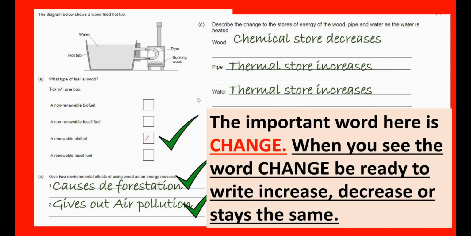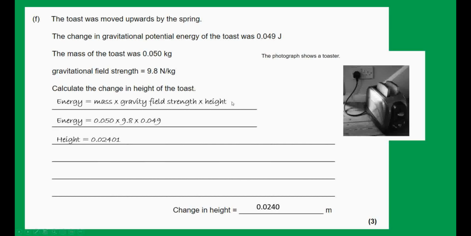Okay, right, moving on. Next question, another calculation one. We've got a toast and some toaster. Toasters move upwards by a spring. The change in gravitational potential energy of the toast was 0.049 joules. The mass of the toast is 0.05 kilograms. Gravitational field strength is 9.8. Calculate the change in height of the toast.